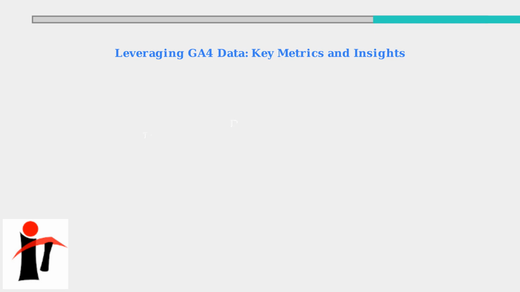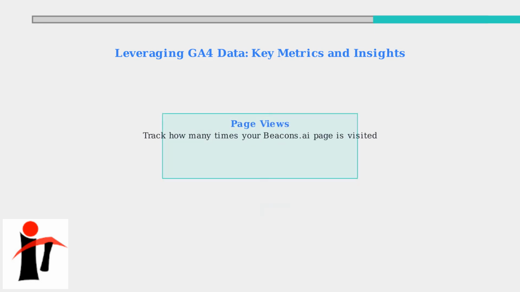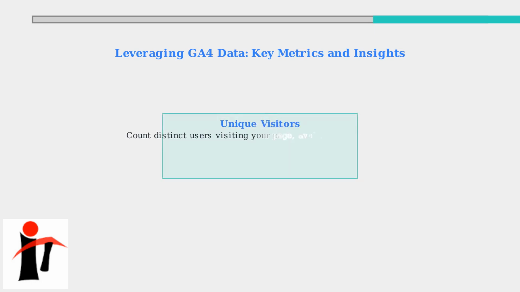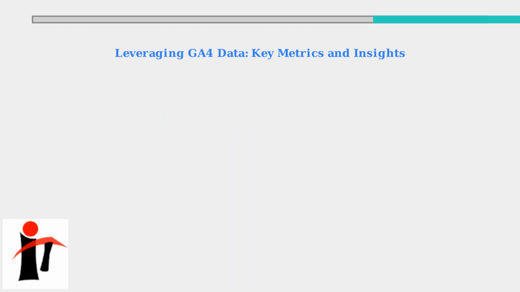With GA4 connected to your Beacons.ai page, you can access detailed performance data. Start by monitoring page views, which show the total number of times your bio page has been loaded or refreshed. Next, focus on unique visitors, which represents the number of distinct people who have accessed your page, regardless of how many times they return. This helps you understand your audience size.